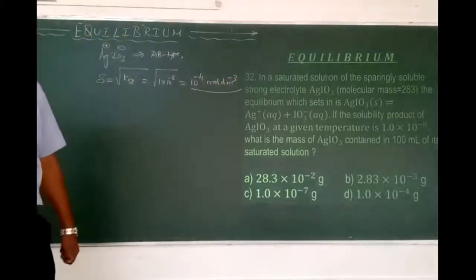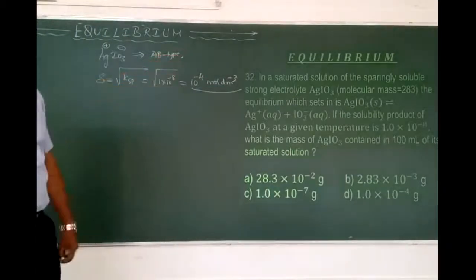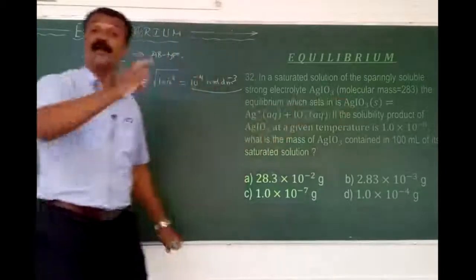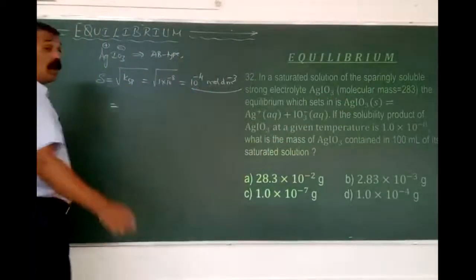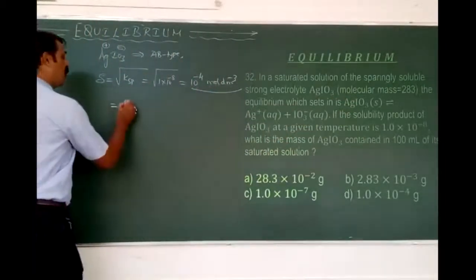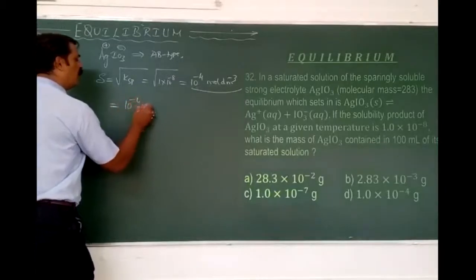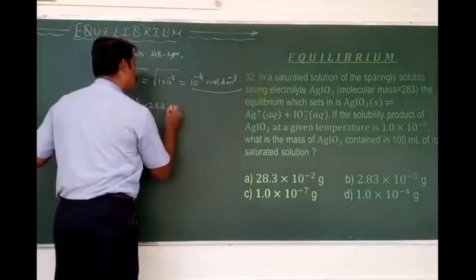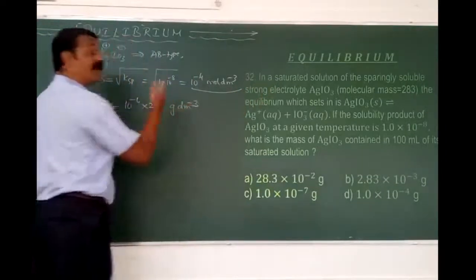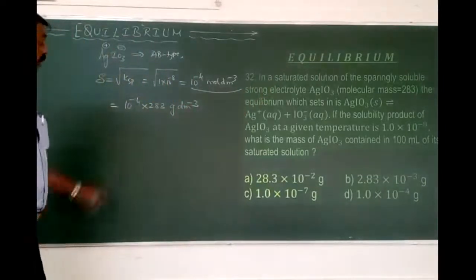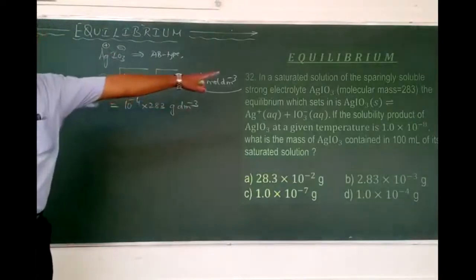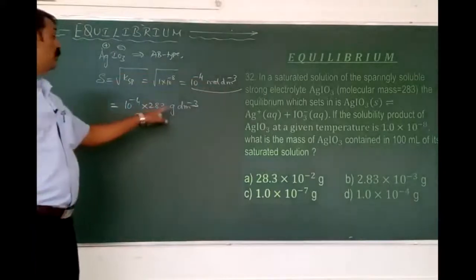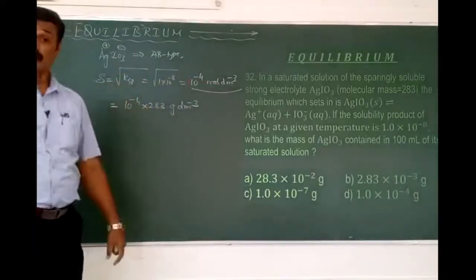The solubility is now expressed in standard mole per dm cube. But here it is mentioned as mass per 100 ml. How to convert mole to mass? 10 to the power of minus 4 into 283, because 283 here is the molecular mass. So gram per dm cube. We are converting mole to mass by multiplying with the molecular mass.